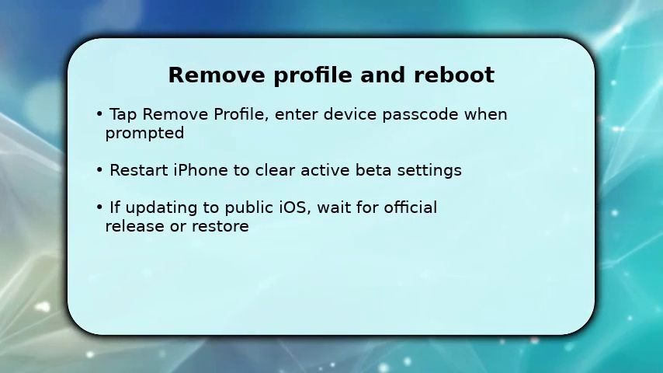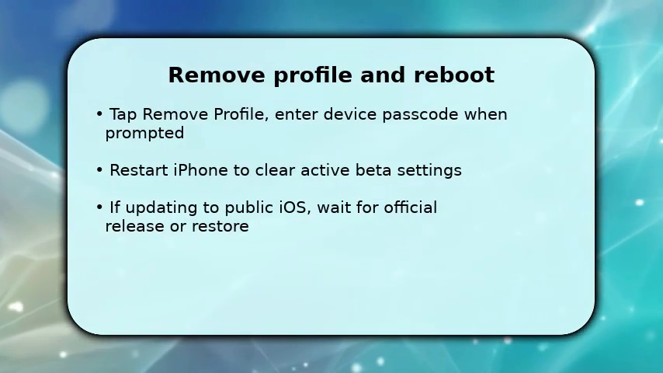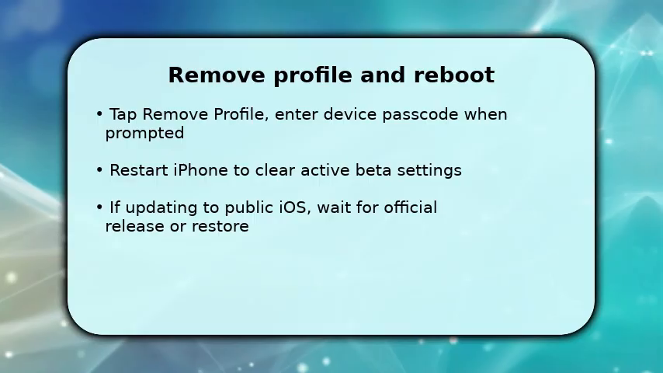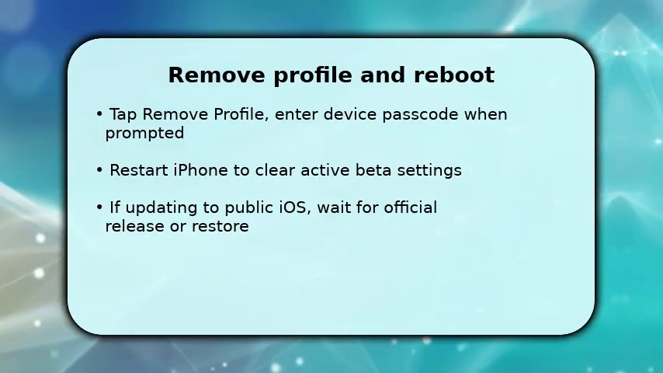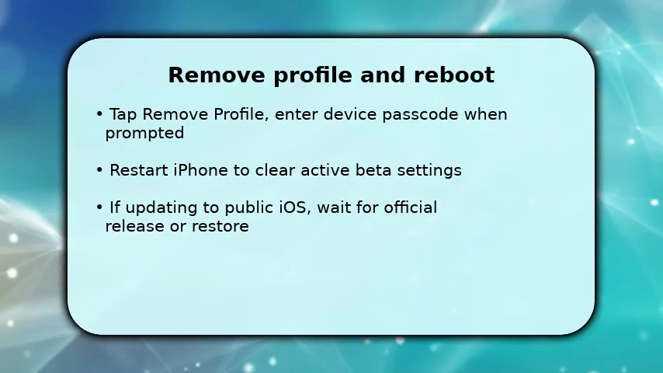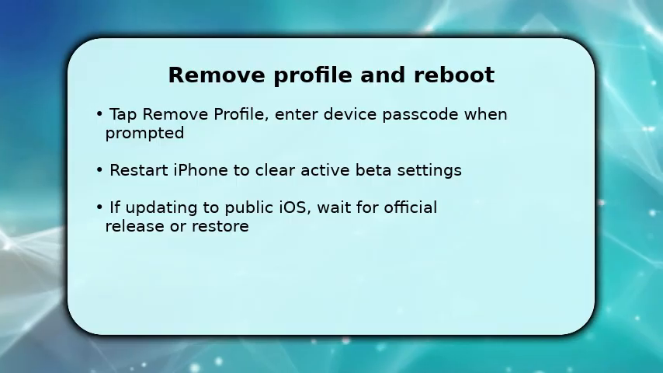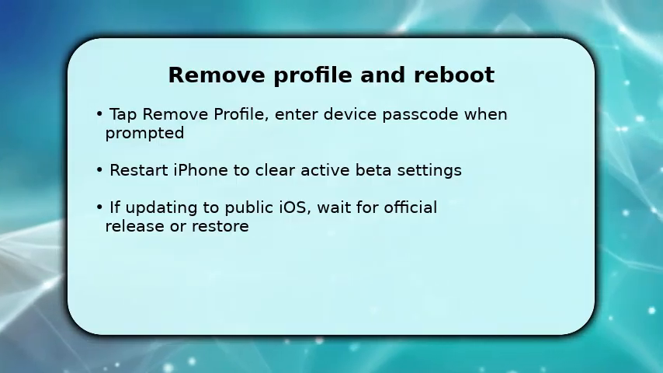Tap Remove Profile, confirm, and enter your device passcode. This deletes the configuration that enrolled you in beta updates. Once removed, restart the iPhone to ensure system services reload without the beta enrollment. Make sure to check Settings, General, Software Update after reboot.